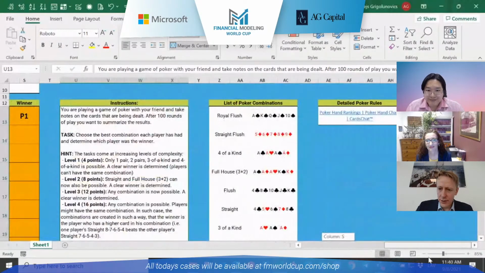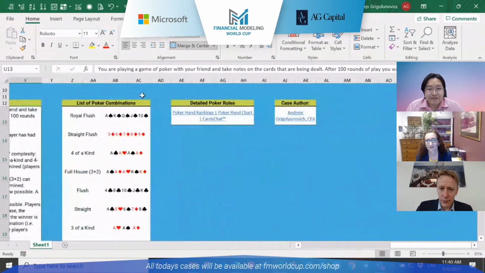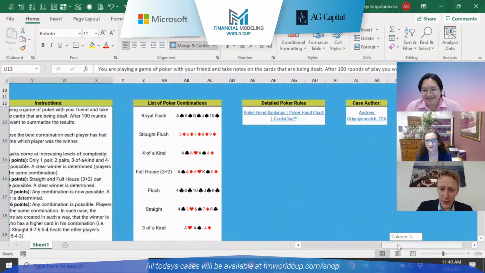Well, I don't think you really need to read detailed poker rules. You have 20 minutes to do so, but that's probably going to be a time waster for you.